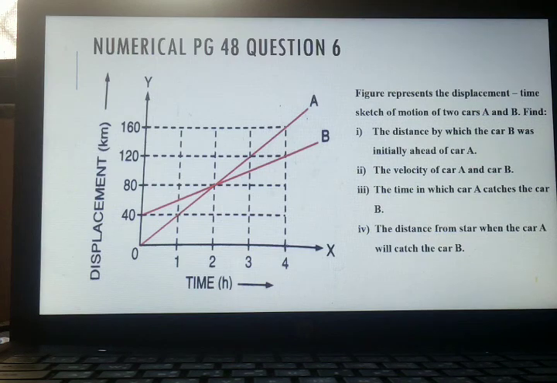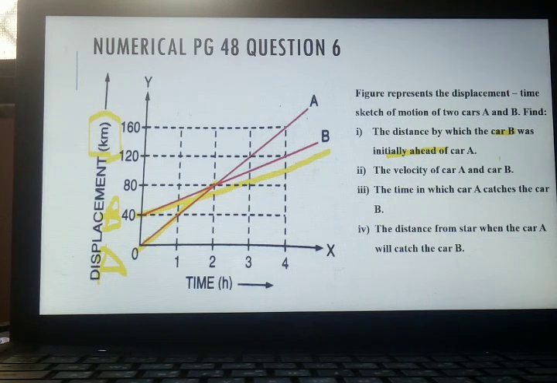This is one more numerical given. There are 2 cars, A and B. Car B is leading by a distance of 40 from car A. Car A is starting from this point, whereas car B is starting from this point. The first question is: the distance by which car B was initially ahead. Car B is initially 40 kilometers away. You have to write according to this unit.